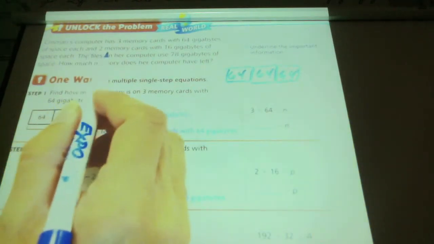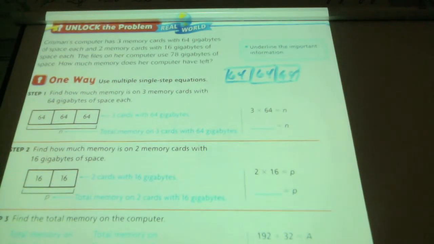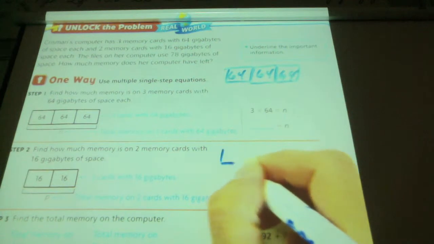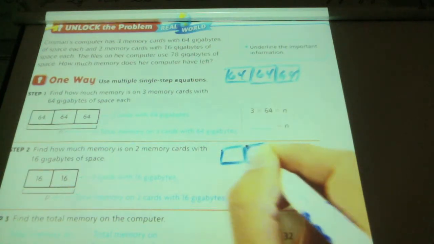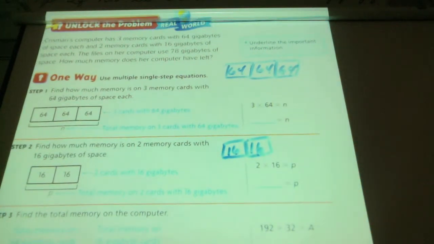And then it says there are 2 memory cards with 16 gigabytes of space. So I'm going to go right here and I'm going to draw 2 memory cards. How much do these each have? 16. 16. So I'm just going to go ahead and put those there. I'm doing okay on my problem so far, even though I don't know about memory cards and gigabytes.